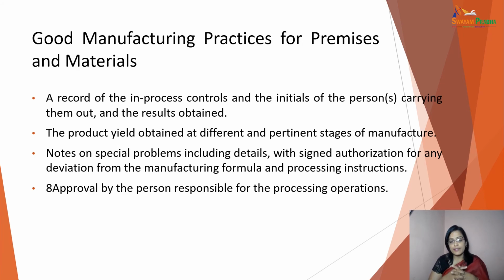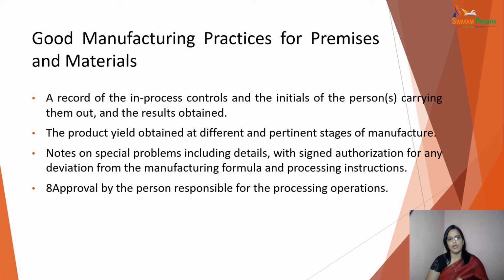The next important point in the batch processing record is the batch number and the analytical control number, as well as the quantities of each starting material actually weighed. That means how the batch has been processed. The record of in-process control, the initials of the persons who carried it out, and the result which is obtained.